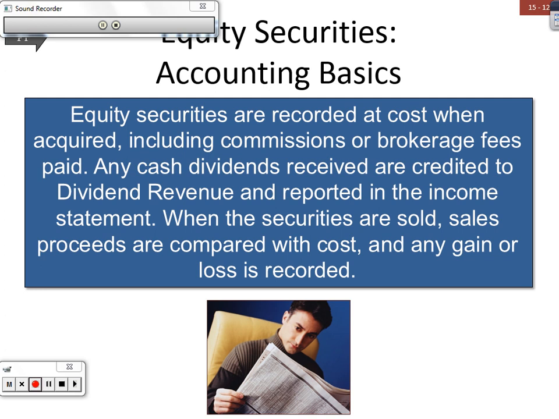Now, equity securities are a little different. Equity securities are recorded at cost when they are acquired, when they are purchased, okay? So that includes both commission, any brokerage fees, any other fees they have. If some cash dividends have been received, they're credited to dividend revenue and of course reported on the income statement, because that's all the income statement shows. And when the securities are sold, the proceeds from selling it compared to cost, you have to recognize whether or not there is a gain or a loss from that sale.